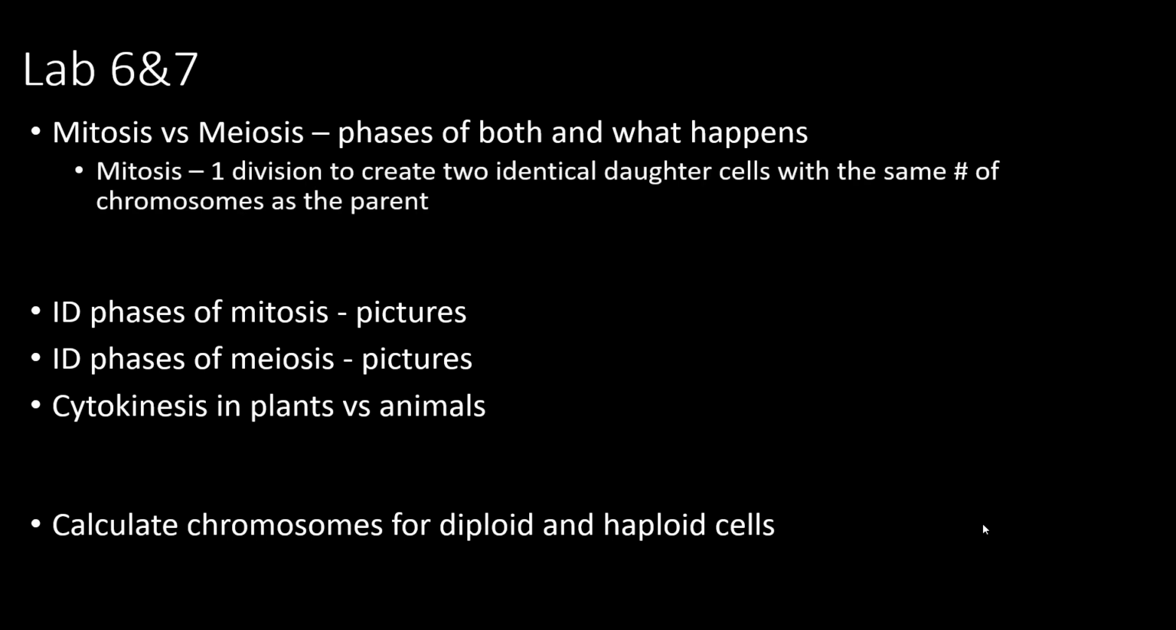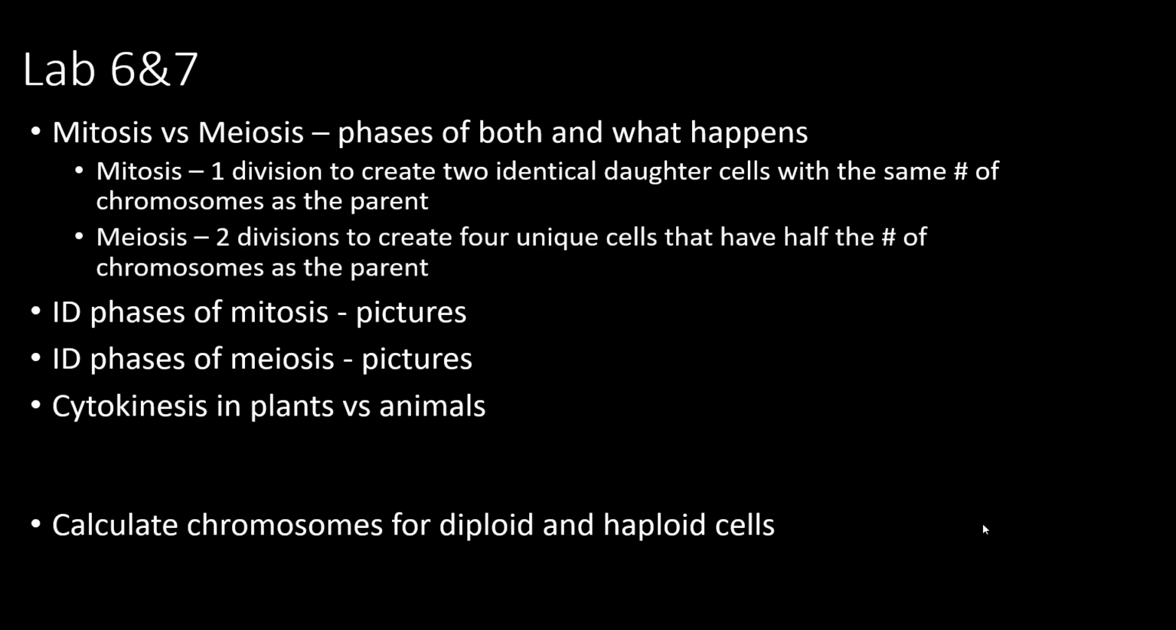Remember, mitosis is one division, so the cell divides from 1 to 2. Two identical daughter cells are created and they look exactly like the parent cell. And since this has just one parent cell, this is a type of asexual reproduction. We use this for growth and repair.